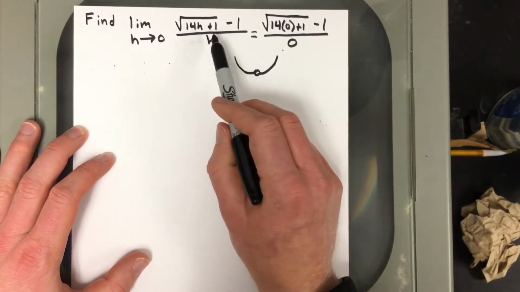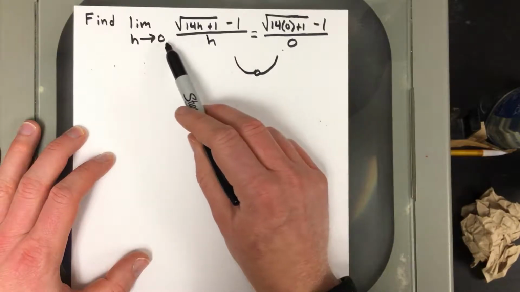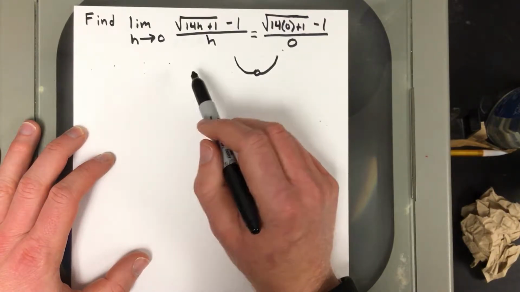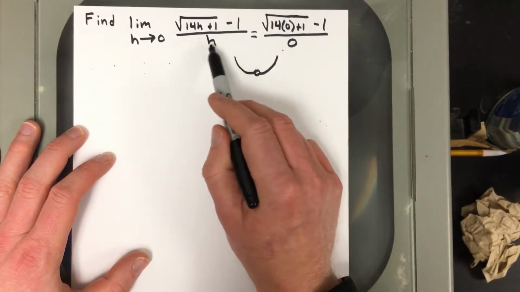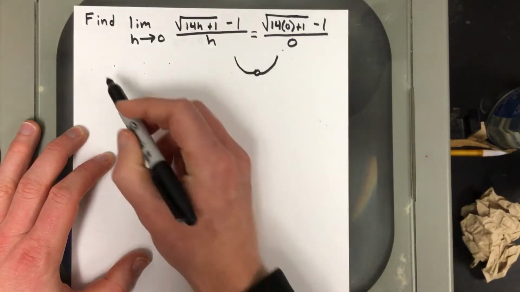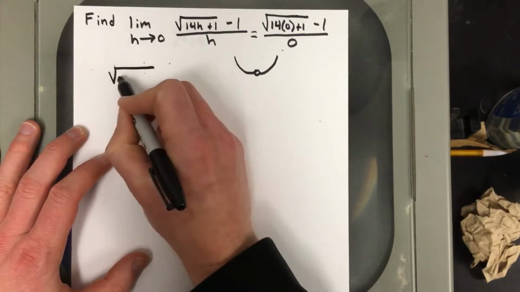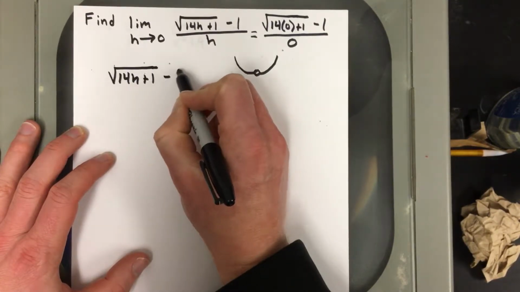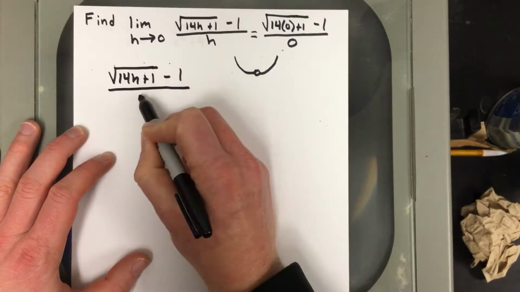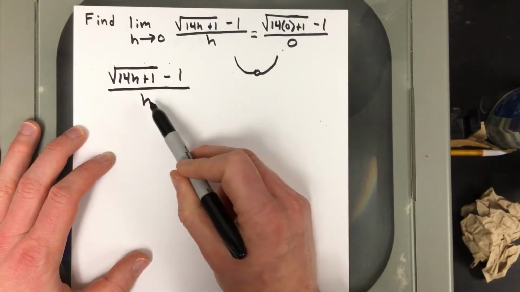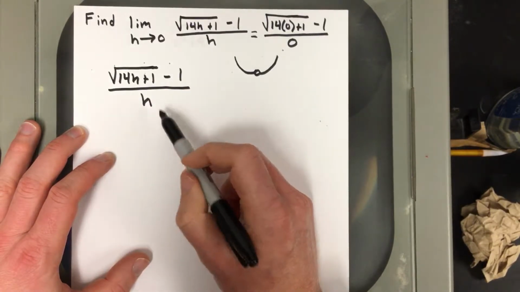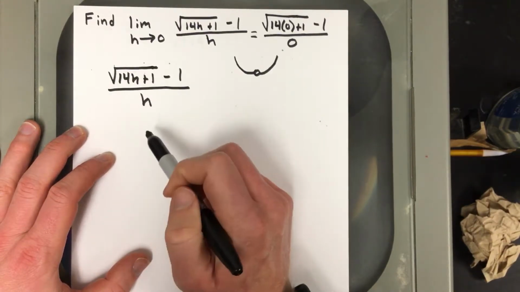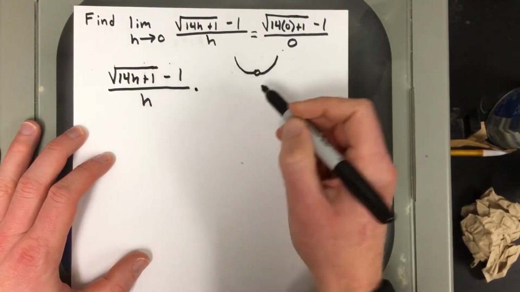Whenever we have issues with plugging in our number and getting something undefined, we need to do something algebraically that will shake this up so that we're not dividing by h. For this problem specifically, my thought process was, let me see if I can cancel the h. So I start with the function and ask, can I cancel this h down here? Well, I want to cancel the square root on top so that I can do some canceling. So I want to get rid of the square root. How would I get rid of the square root? Well, let's rationalize the numerator.